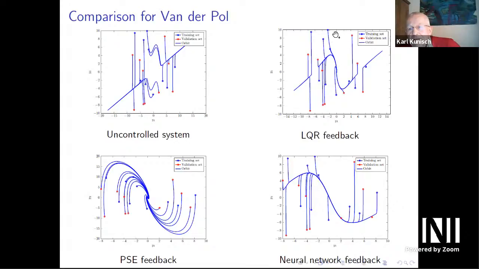We see that for some initial conditions, namely those close to the origin, the linear quadratic regulator stabilizes the system. But if initial conditions are too far away from the origin, they again diverge to infinity. So now we do the neural network approach. We use the blue initial conditions for training and the red ones for validation. And we see that the neural network really stabilizes them all.